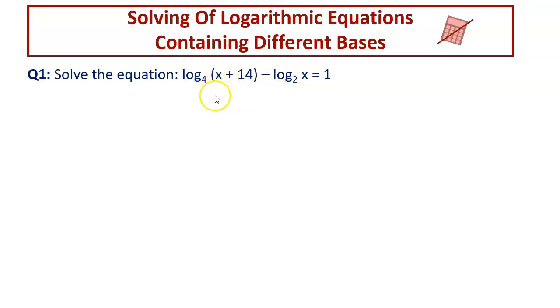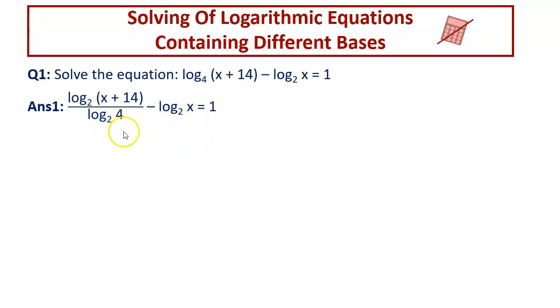It is always easier to convert the larger number to a smaller number as the base rather than converting the smaller number to the bigger number. So we will be converting the 4 to 2. So we will be taking the common base as 2. The second term will remain as it is because it is having the base 2. The first term has to get converted. It will be log of x plus 14 to the base 2 over log of 4 to the base 2, minus log of x to the base 2 is equal to 1.